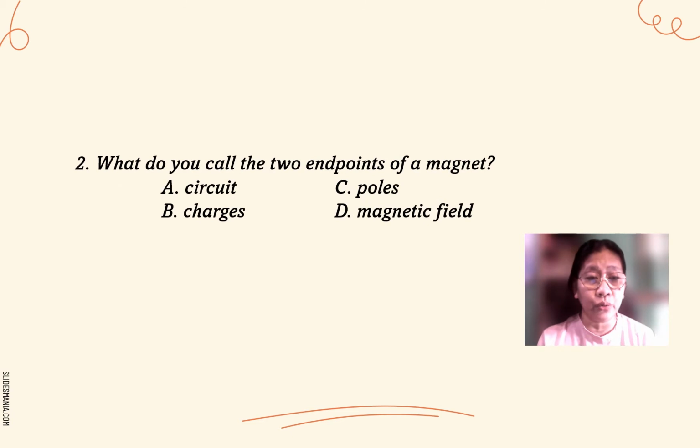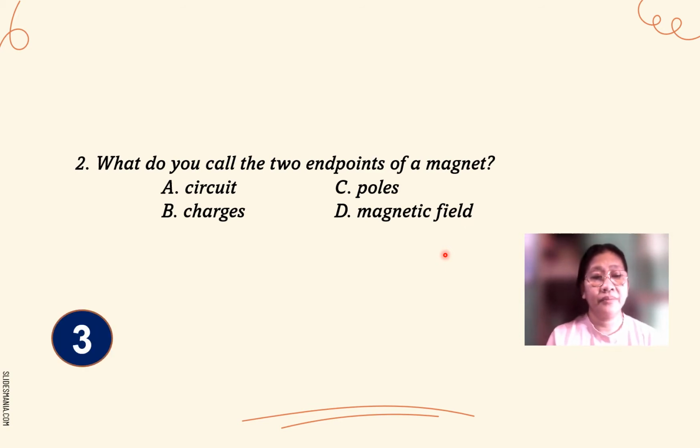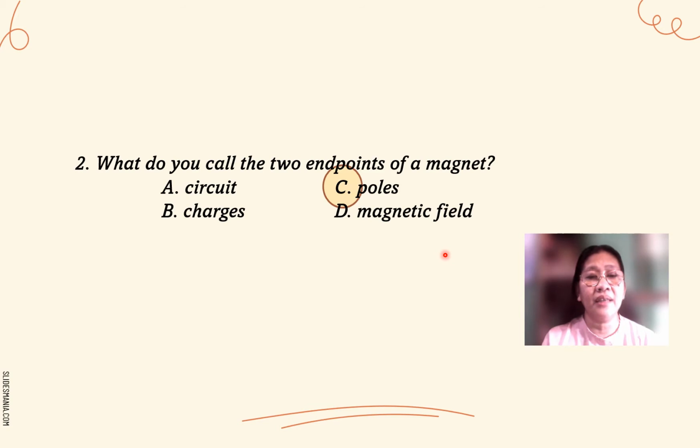Question number 2. What do you call the two endpoints of a magnet? A. Circuit. B. Charges. C. Poles. D. Magnetic field. 5 seconds. And the answer is poles. Letter C.